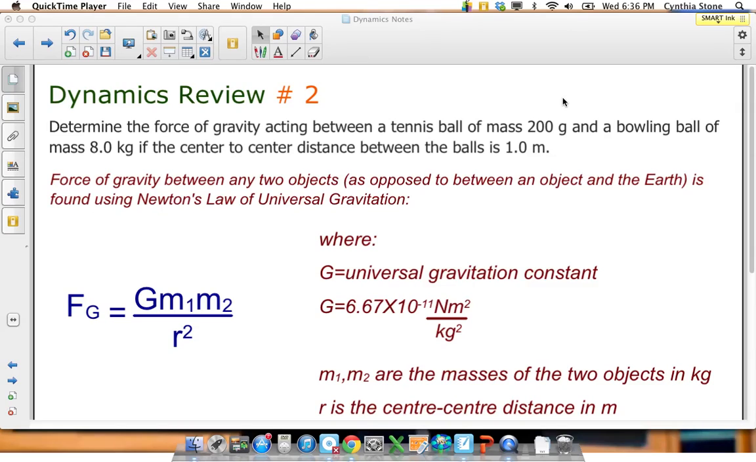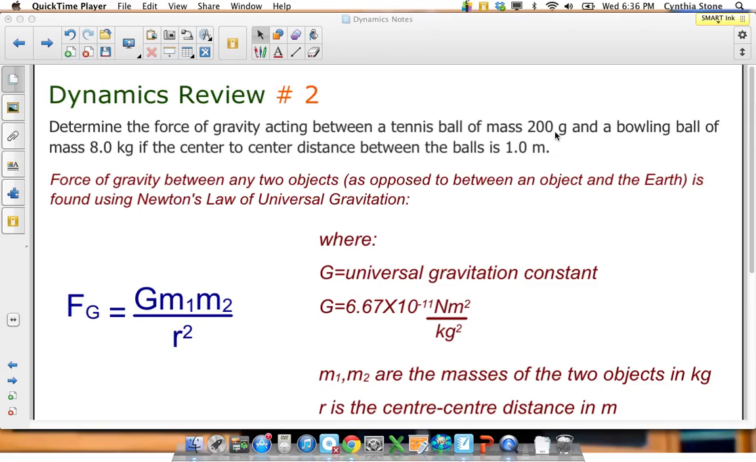SPH4U dynamics review. This is a fairly basic grade 11 question, so I won't spend too much time on it. It's just asking us to find the force of gravity acting between a tennis ball and a bowling ball. If it just asks for force of gravity on an object, you can make the assumption it's between the object and the Earth.